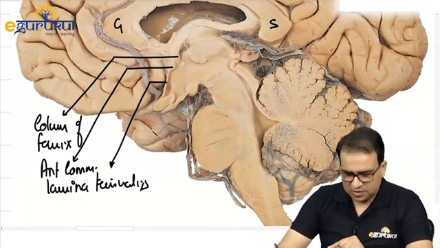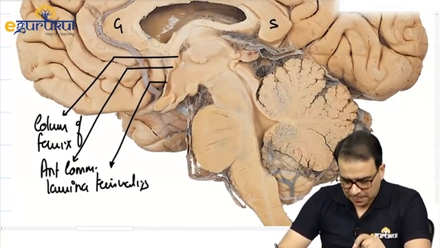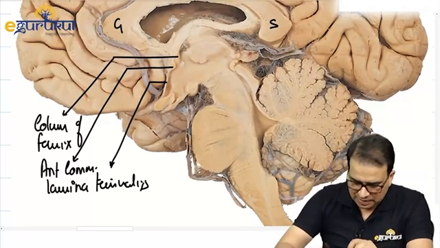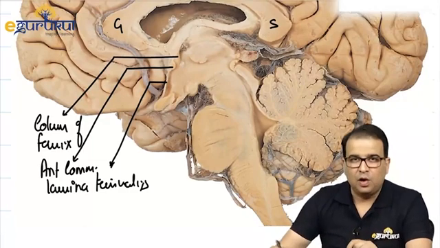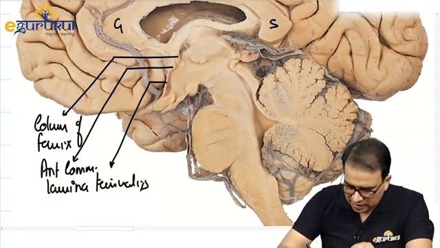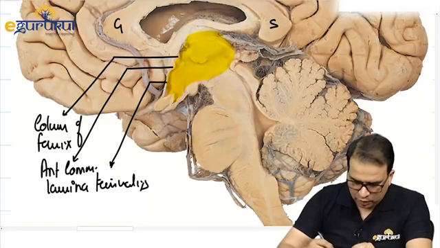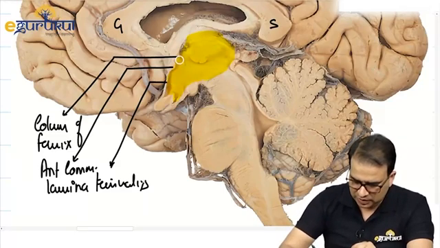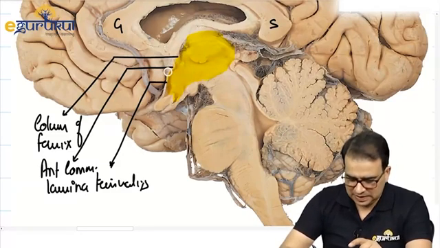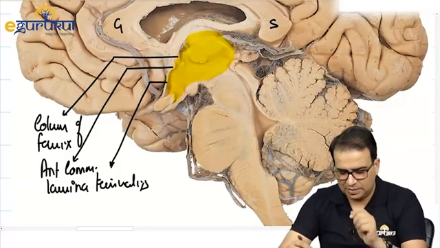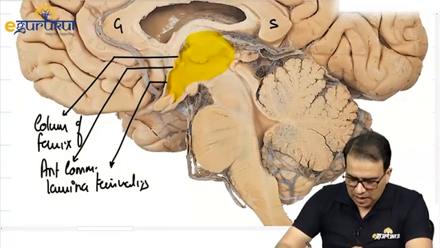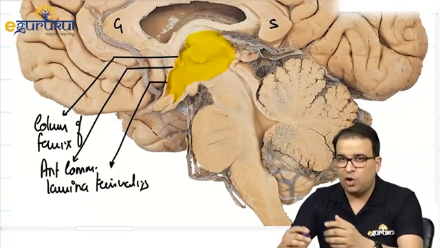Well, all these three structures, the column of the fornix, anterior commissure and lamina terminalis, they are forming the boundary of the third ventricle. Where is third ventricle here? That's the third ventricle. This picture is showing the third ventricle, and the anterior wall of third ventricle, look at this, it is by the three things here, the column of the fornix, the anterior commissure and the lamina terminalis. I think you should not bother about the roof that you already know.